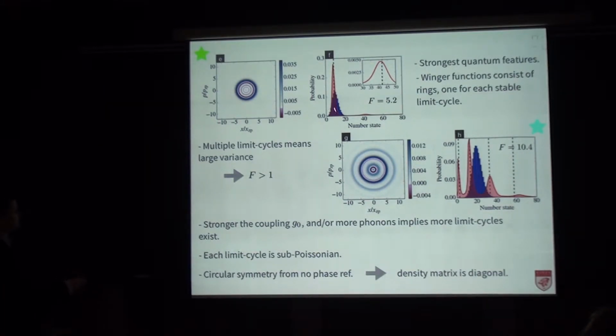So I have 2 different limit cycles here and here, and if I calculated the Fano factor for this particular state, I asked what is the variance of this distribution. Because I have 2 peaks separated by a large distance, this variance is going to be huge. And I get a Fano factor of 5.2.